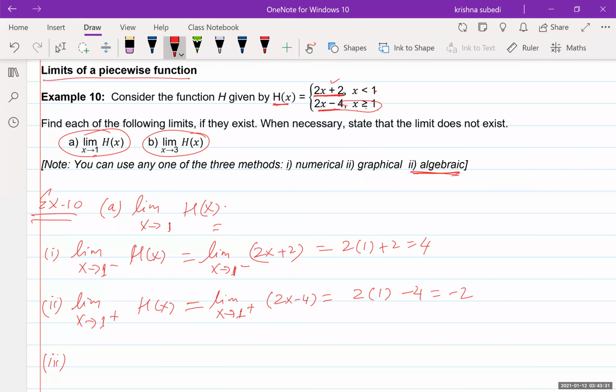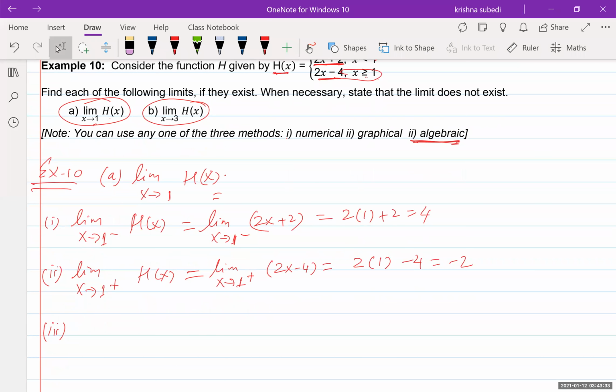Okay. Then, as we have seen, the left-hand limit and right-hand limit are not equal. So what is your answer? Limit does not exist. Excellent. Limit x tends to 1 of h of x does not exist. That's it.